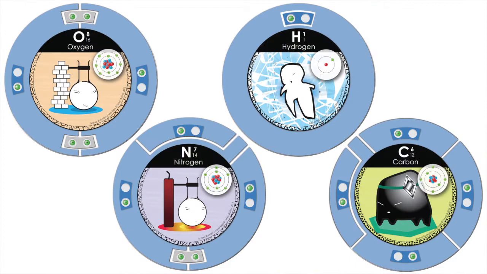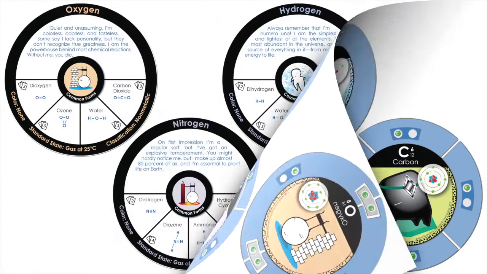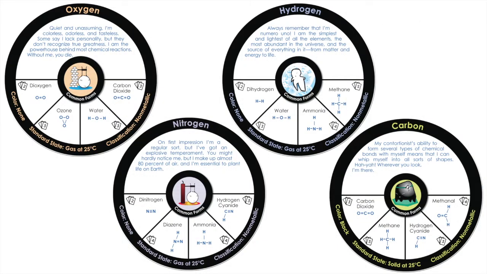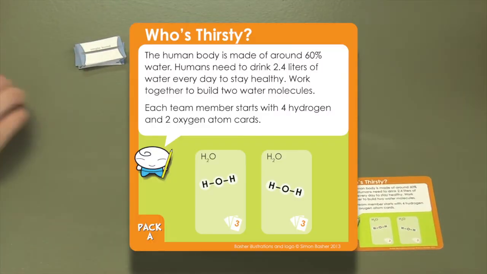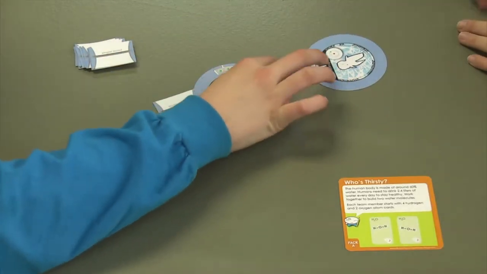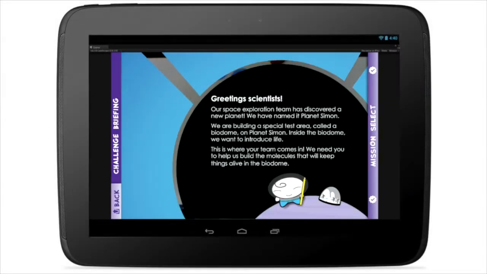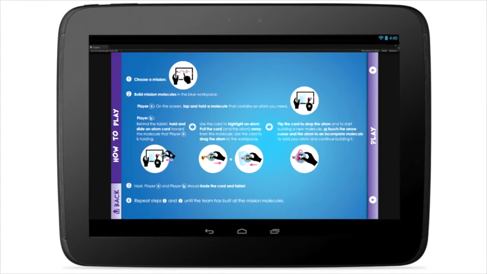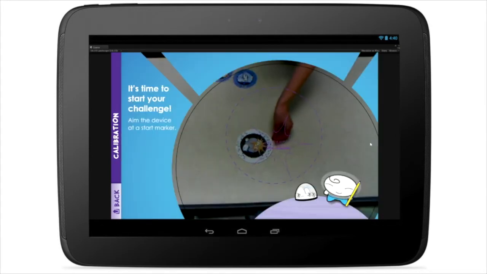In the card game, students learn the basics of atomic and molecular structure, using cards that represent atoms and bonds. Here, the students have been challenged to build a water molecule. The augmented reality game takes these same chemistry concepts and brings them to life in a 3D world where they can solve authentic science problems.